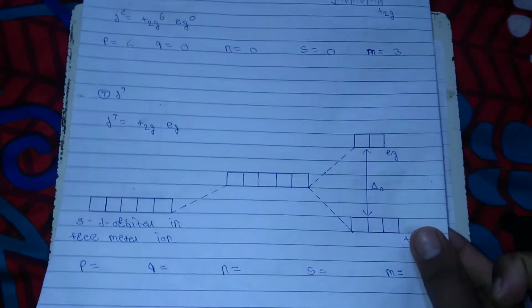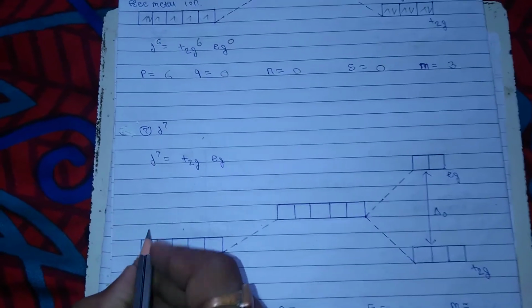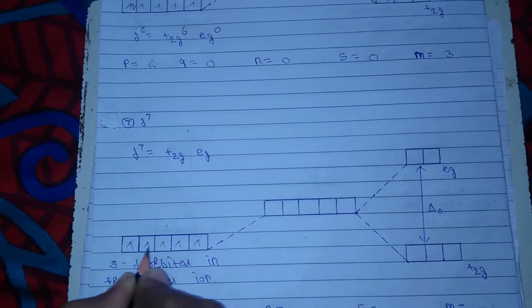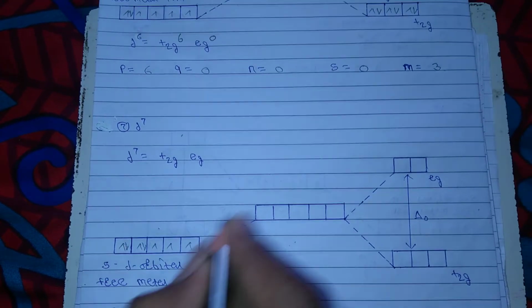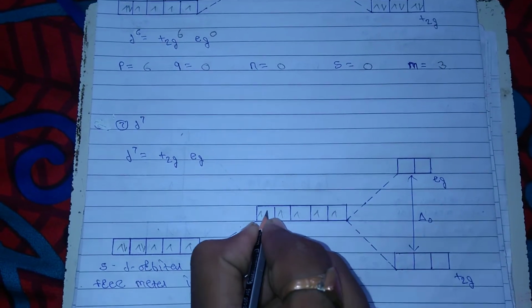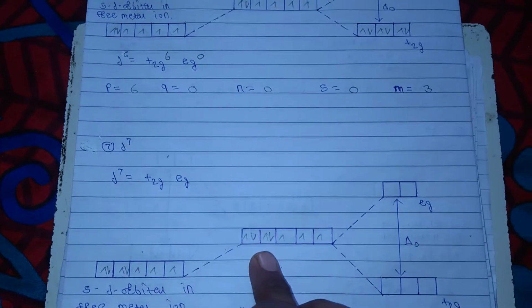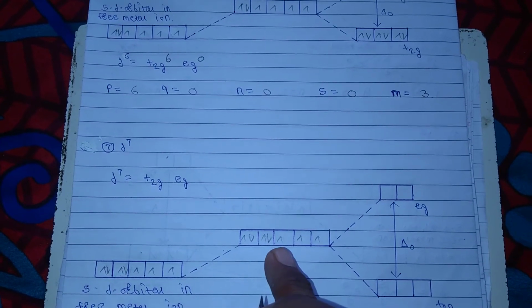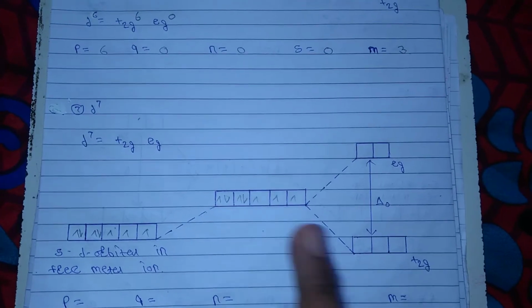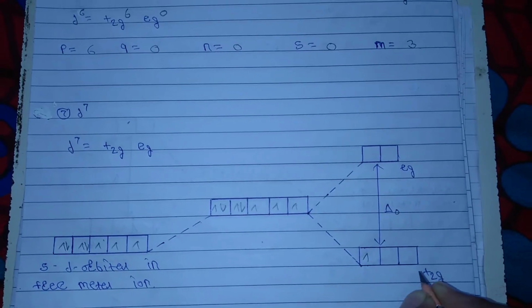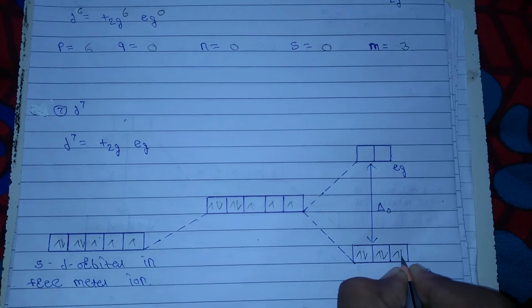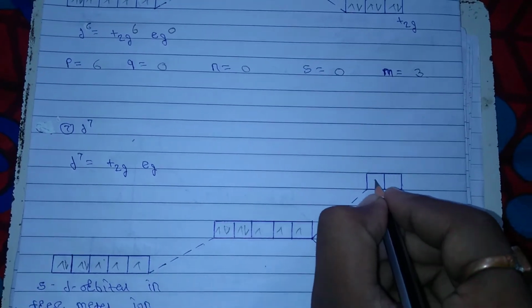In the d7 configuration, on the basis of low spin, meaning a strong field ligand, the first 6 electrons go in the t2g set, and then the 7th electron goes in the eg set.